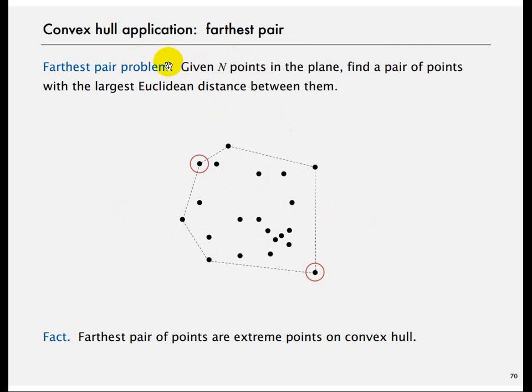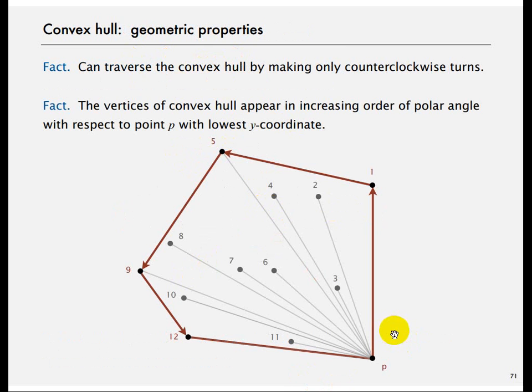What are the applications of the ConvexHull problem? The farthest pair problem, etc., involve extreme points on the ConvexHull. This is where you can find things out. It also has some geometric properties, and these interesting properties will actually help to solve the problem.